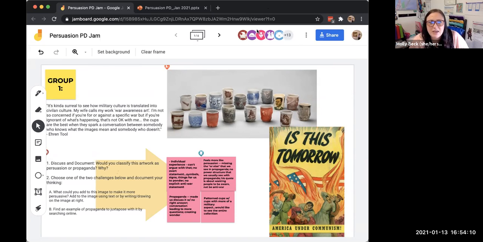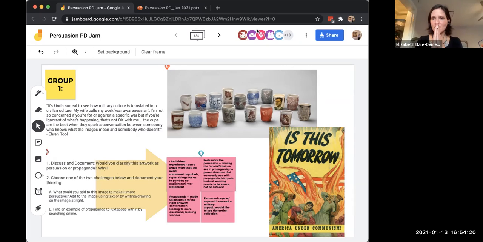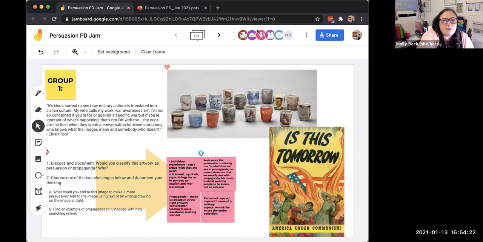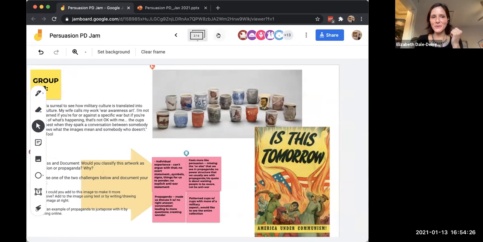Whereas the cups, we thought the line where he says, if you're ignorant of what's happening, that's not okay. We want them to spark a conversation. So that's kind of what we ended up spending a lot of time discussing. Cool. Thank you, Molly. All right, group two.